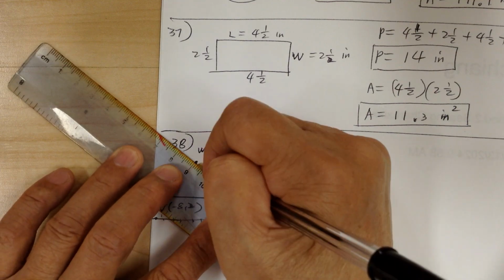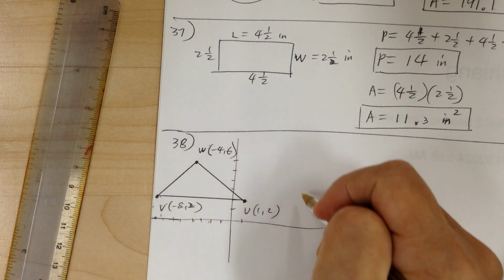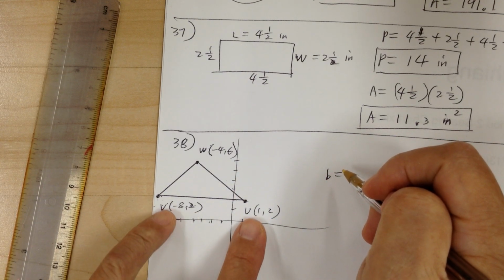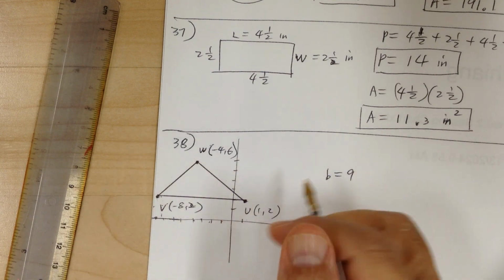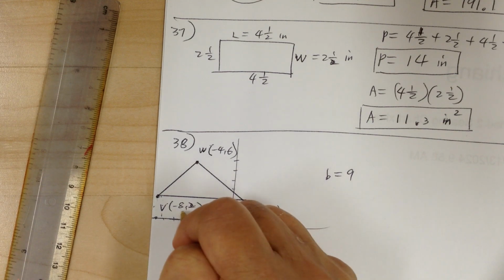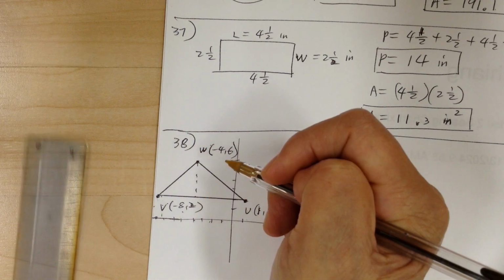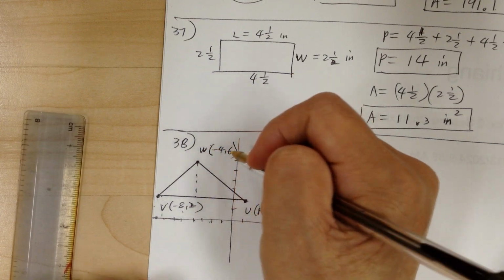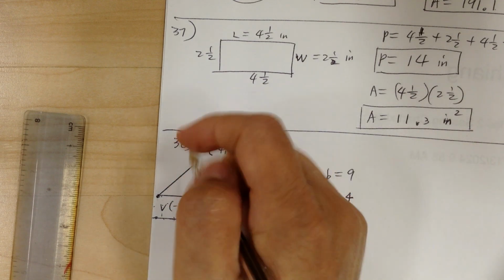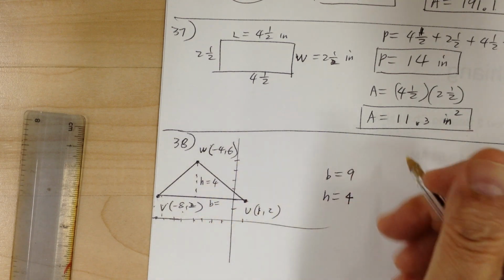So this is your triangle. Again, if you use graph paper, you can see that the base is going to be equal to 9. You can just count the squares, or you can just use x2 minus x1. Okay, the height is this right over here. Again, you can use the graph paper. You can see the height equals 4. So h equals 4, base equals 9.